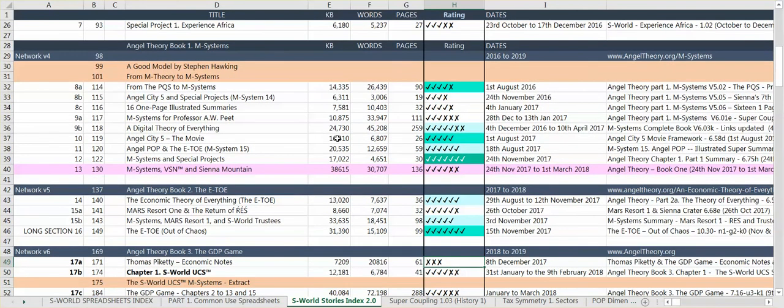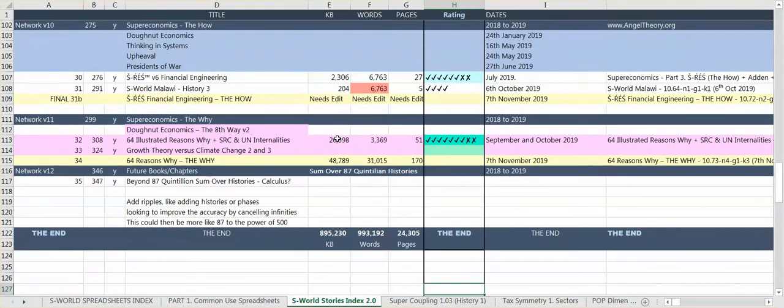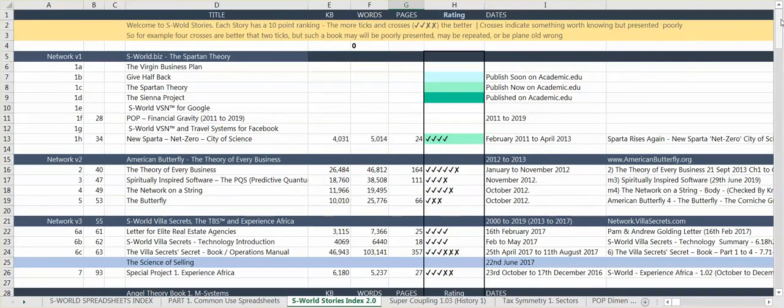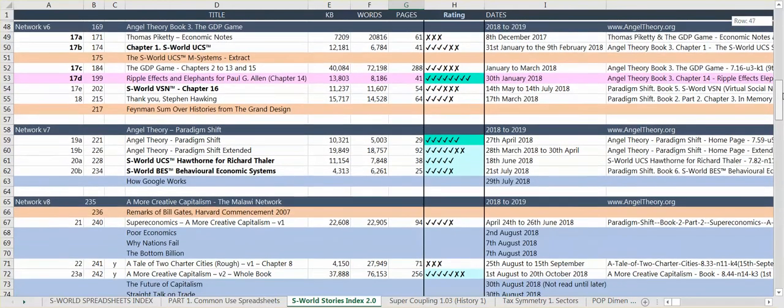Here we go. Thomas Piketty Economic Notes, 1, 2, 3 crosses. It means there's information there, but I haven't presented it well at all. And there's a lot of these stories here. Let's just do the math on it. Here it is at the end. Nearly made 1 million words. 993,000 words. 24,000 pages. So this is what we're condensing. 24,000 pages of relatively well thought out information, although it's not always presented particularly well. And this is our index here. I wish I had a copy of Super Economics 1, the Watts, because this shows this well. All of these are shown in the Watts.